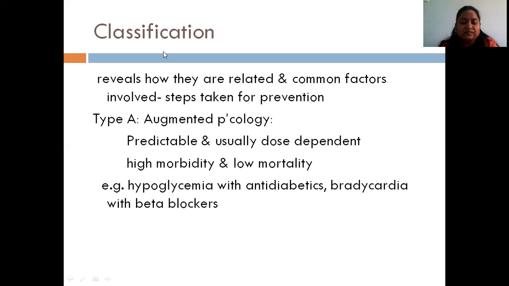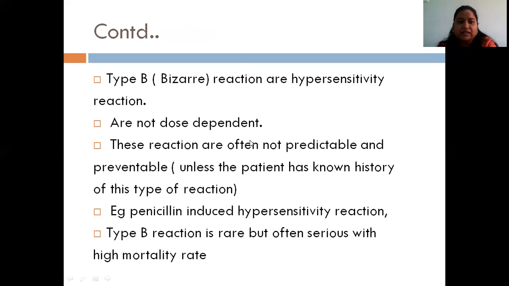So these are the examples of type A augmented pharmacology. Next is type B, where B stands for bizarre. Bizarre means unpredictable and unrelatable, where there is no identification of these situations, something unrelated to the adverse drug reactions.